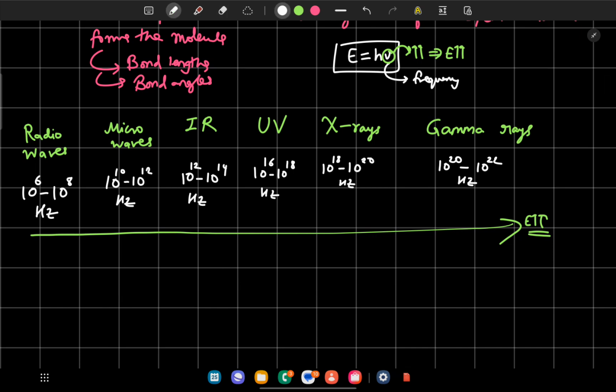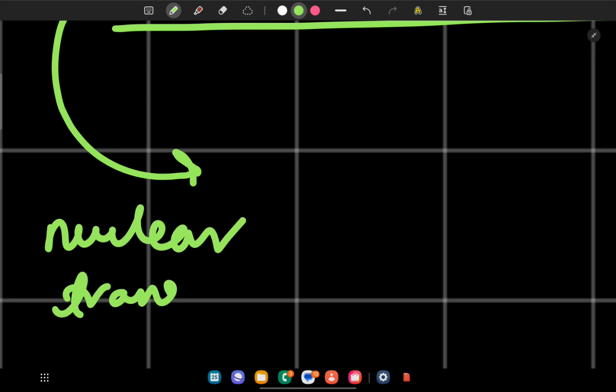Now let us understand the next aspect of this series. When you are studying nuclear magnetic resonance spectroscopy, that is NMR spectroscopy, which we usually study for organic molecules, we use radio waves which fall in the category 10 raised to power 6 to 10 raised to power 8 hertz. What kind of transitions do we observe there? We have nuclear transitions. The spin state of the nucleus changes when you apply a particular radio frequency which matches the resonant frequency.